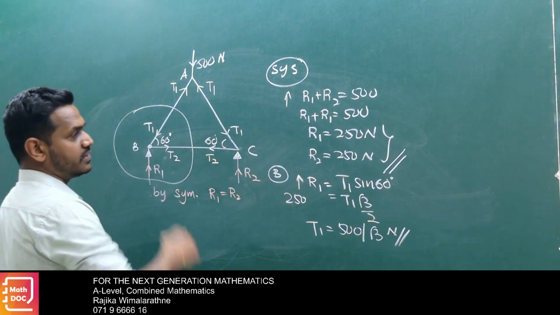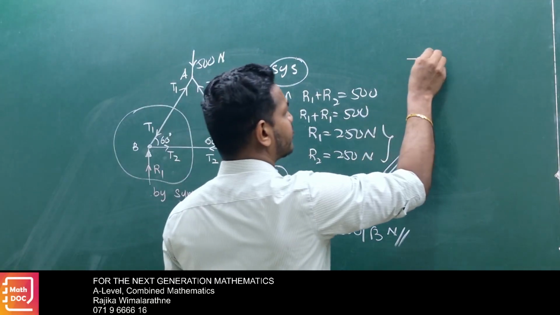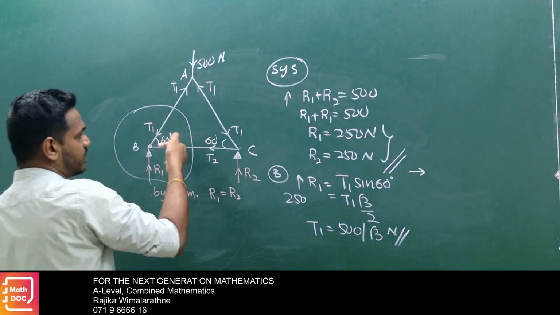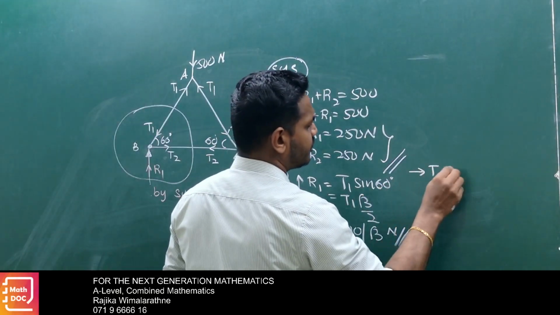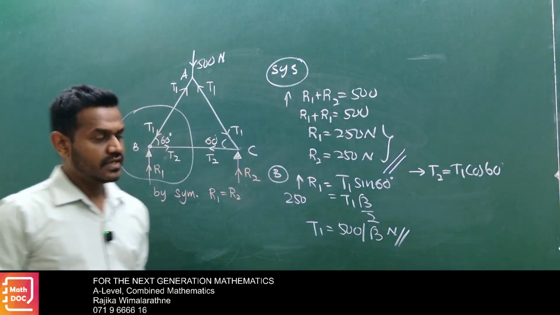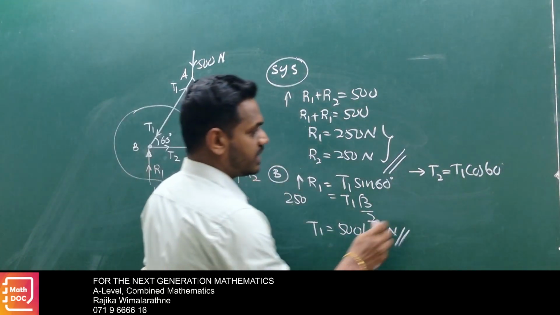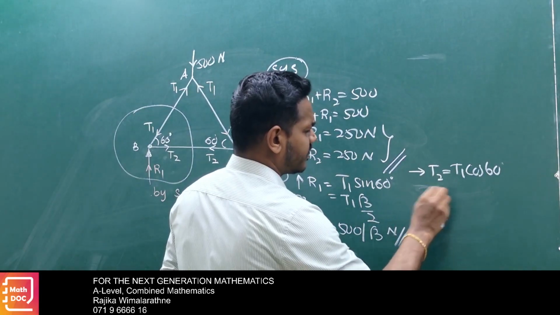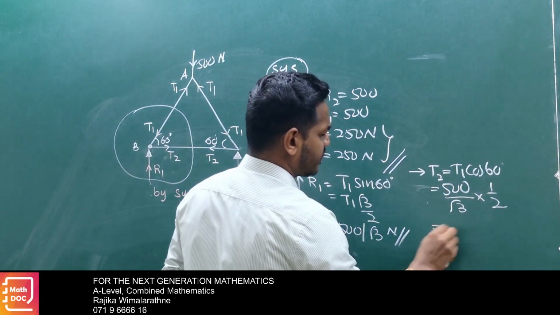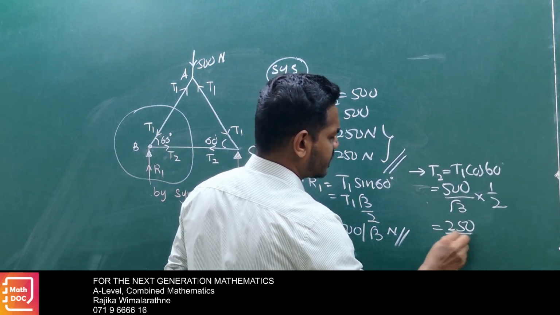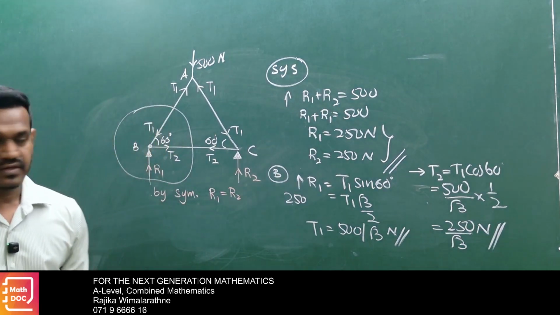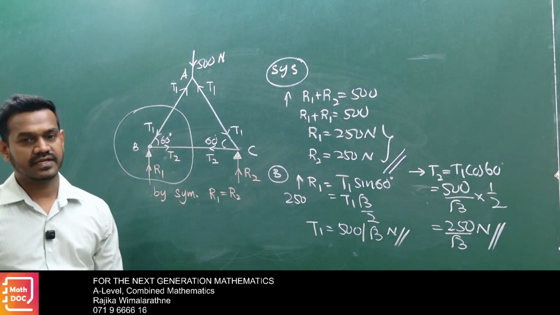Now here, resolve horizontally at vertex B. T2 equals T1 cos 60. T1 is 500 over root 3, times half, so T2 is 250 over root 3 newtons. Those are the forces, no? Okay, complete it.